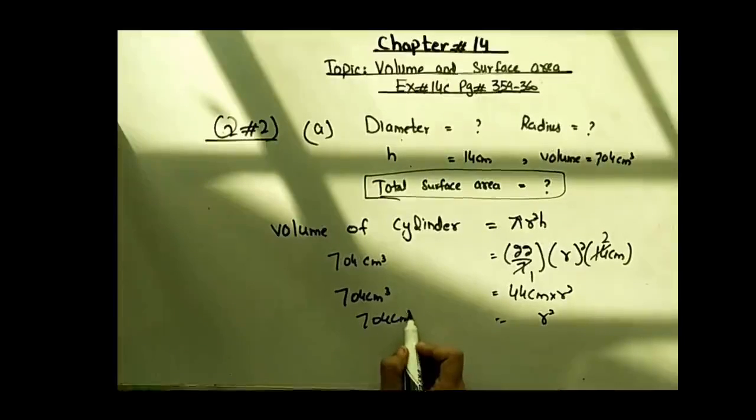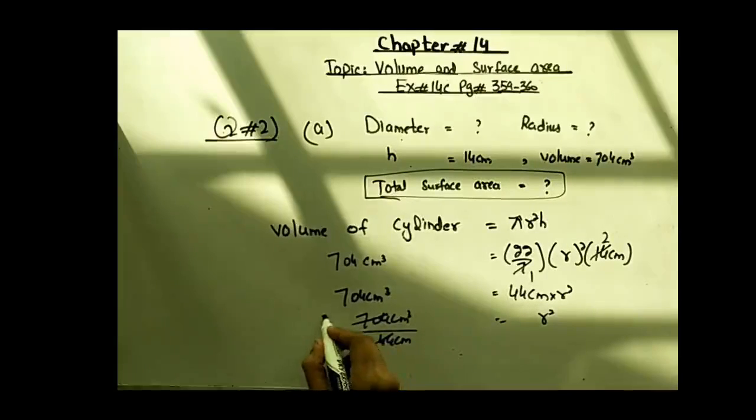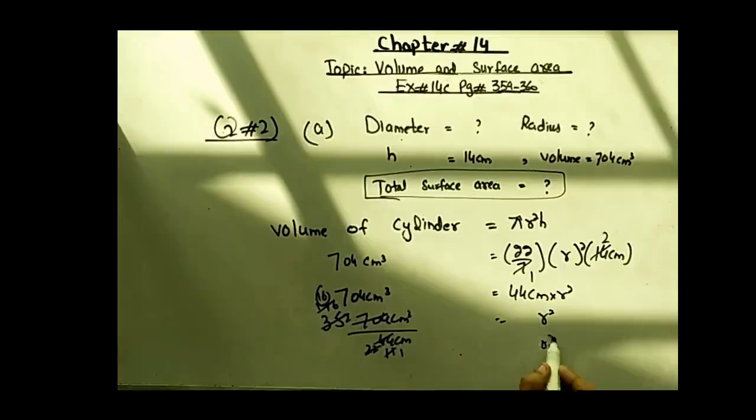704 centimeter cube divided by 44 centimeter. 2 2s are 4, 2 2s are 4, 2 3s are 6, 2 5s are 10, 2 2s are 4. 2 11s are 22, 2 1s are 2, 2 7s are 14, 2 6s are 12. 11 1s are 11, 11 1s are 11, 11 6s are 66. It means r square is equal to 16 centimeter square. The centimeter cube will cancel with the centimeter, and 2 centimeter will be left.